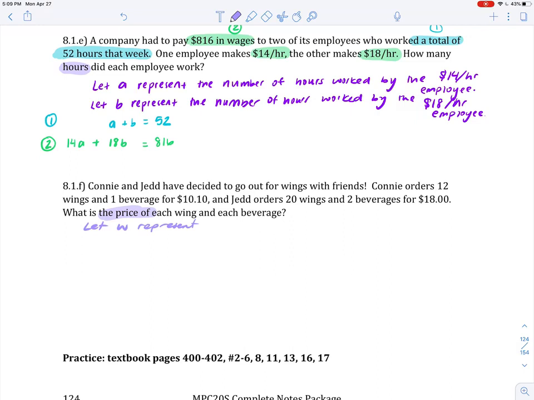Let W stand for wing. And again, I'm not just saying let W represent the wings, because it's a particular aspect of those wings. It's representing the price of a single wing. And B also represents a price.